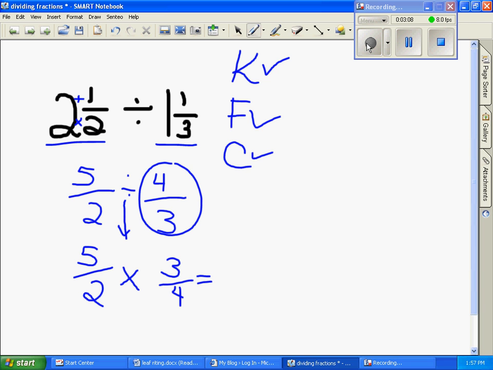Now we have our multiplication problem. We multiply 5 times 3, we get 15. 2 times 4, we get 8. We're left with another improper fraction. 8 goes into 15 one time. We have 7 left over, and our denominator is 8. So our final answer is 1 7/8.